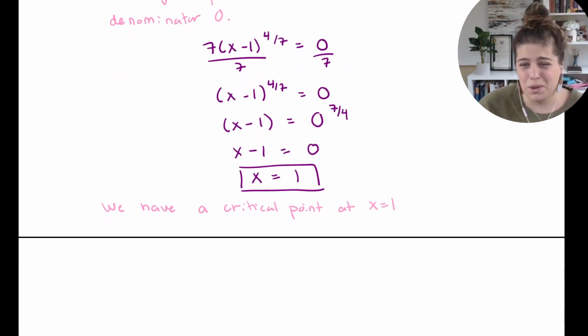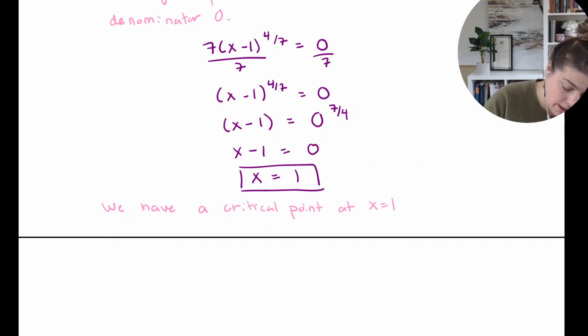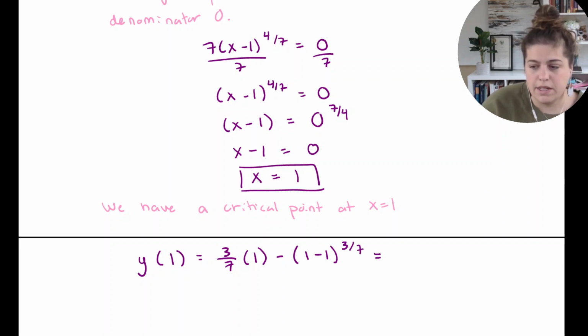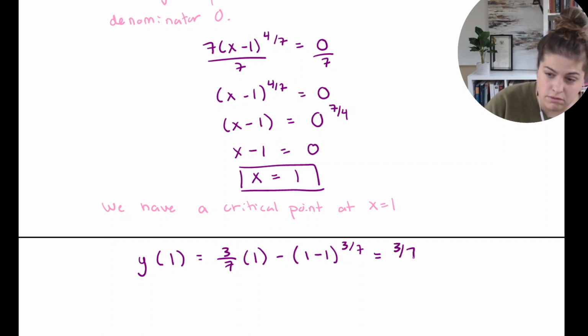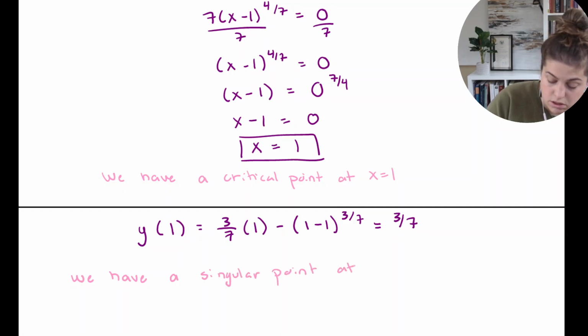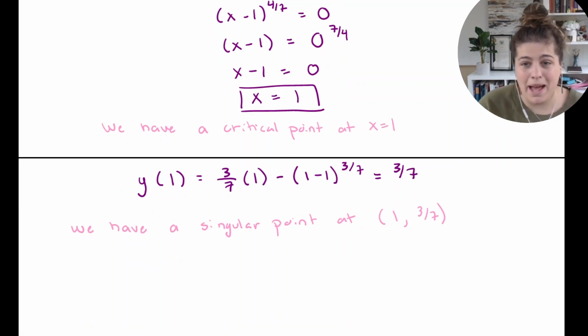Because we're doing far more interesting things than just stationary points, I really want to make sure that I understand what's happening in my graph. So I'm going to go back to my original function, and I'm going to plug in 1. If I do that, I get 3 over 7. And so this means that we have a singular point at 1 and 3 over 7. Is that a max? Is that a min?